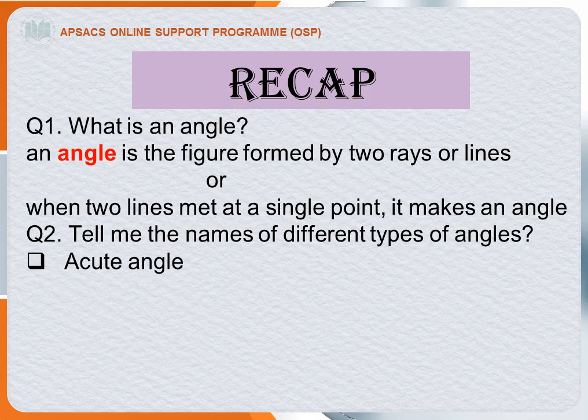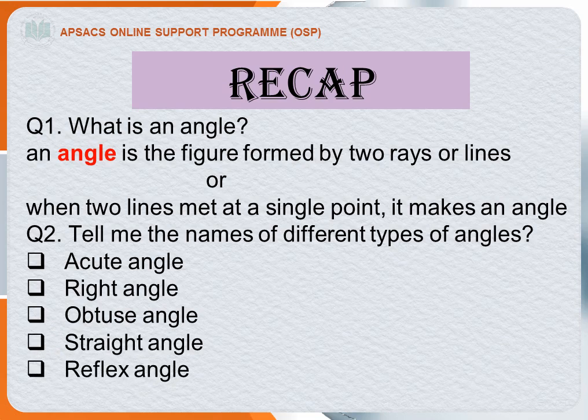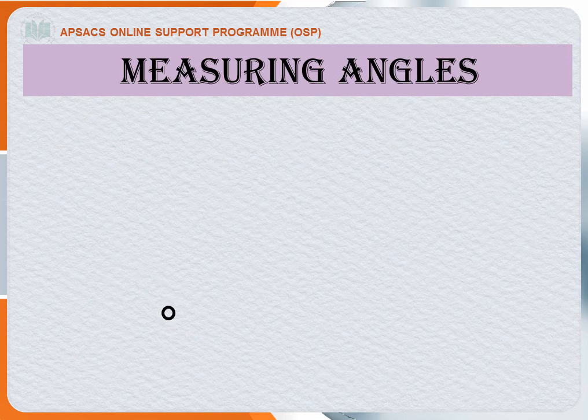The first one is acute angle. Angles that have a measurement from 0 to 89 degrees. If we start from 0 to 89, that is an acute angle. The right angle is the L-shaped angle, that is exactly 90 degrees. Obtuse angles are those angles which are more than 90 degrees but less than 180 degrees. Straight angle, whose measurement is 180 degrees, and reflex angles are more than 180 but less than 360 degrees. Now our topic is measuring angles.